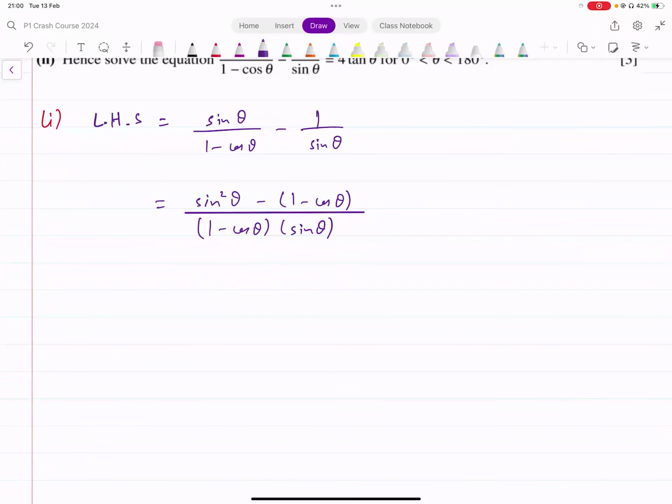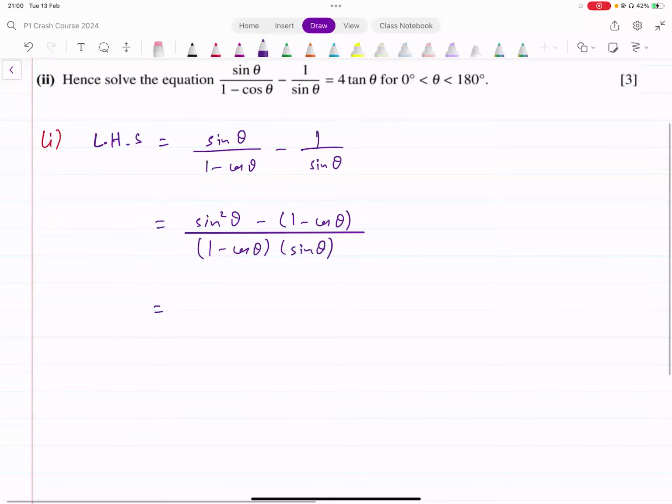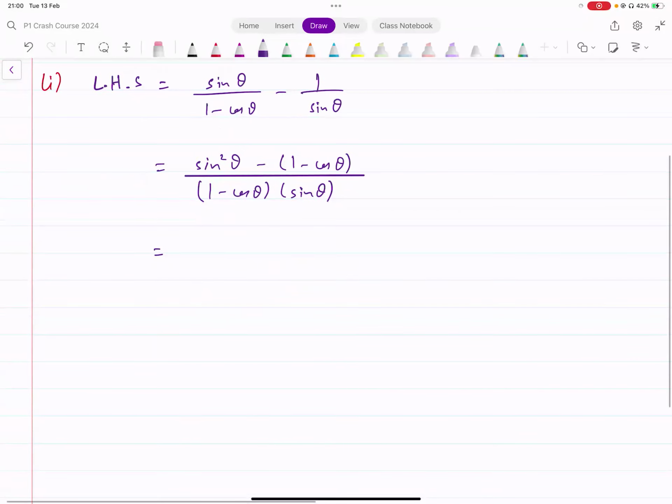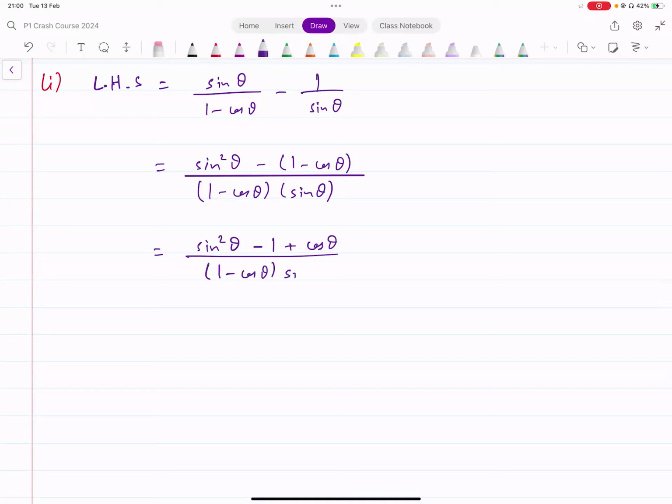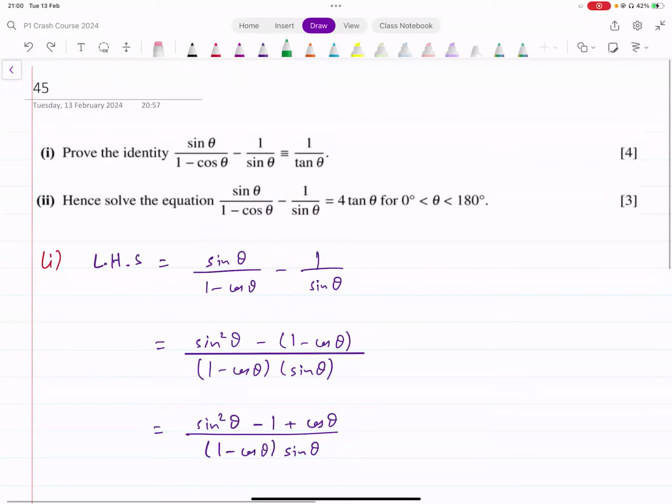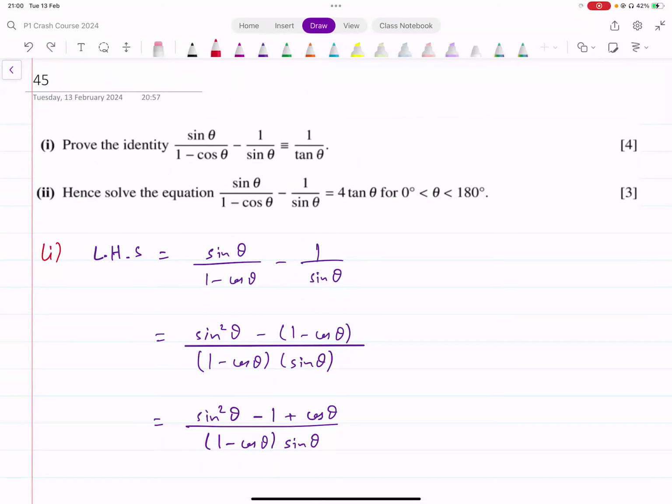Okay, let's think about what we can do now. We have sine square theta minus 1 minus cos theta. We want tan theta eventually. Okay, so in the numerator, we've got sine square theta minus 1 plus cos theta. And in the denominator, we have 1 minus cos of theta. Now, what we want to do is somehow get rid of 1 minus cos theta. We have a factor in the denominator, 1 minus cos theta. Remember what we want at the end? At the end, we want 1 over tan theta.